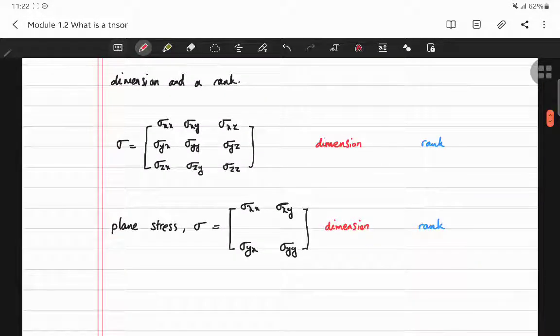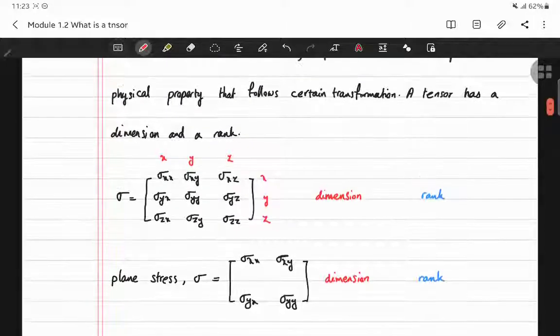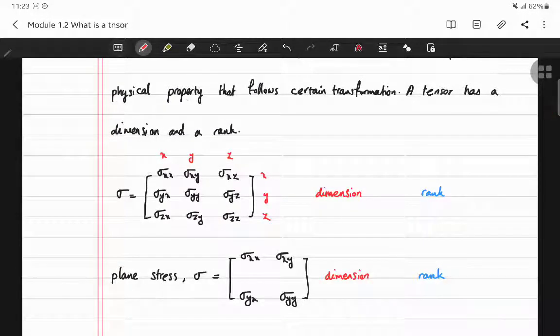You may recall from your undergraduate that sigma, the stress state, is a tensor. We called it a stress tensor during courses like strength of materials or physics. So we have these components written here in this fashion. We have x, y, and z, and here we have x, y, and z. Let's skip this "follows certain transformation" because we would like to explain it later.